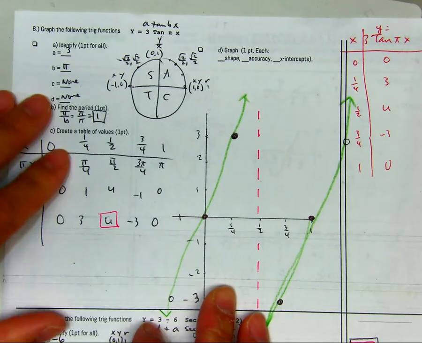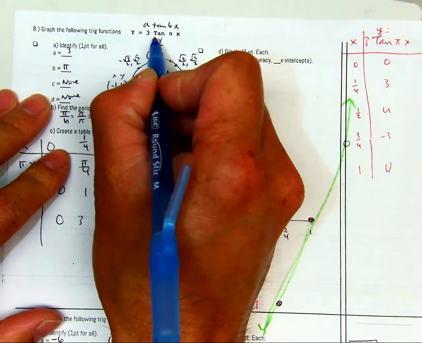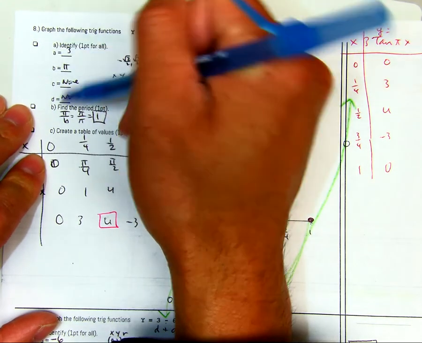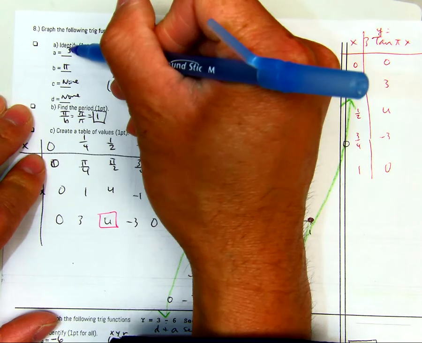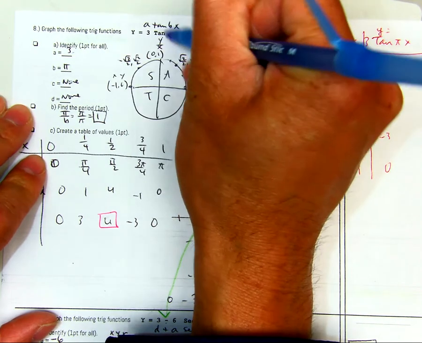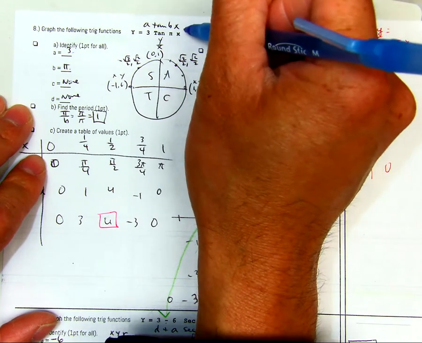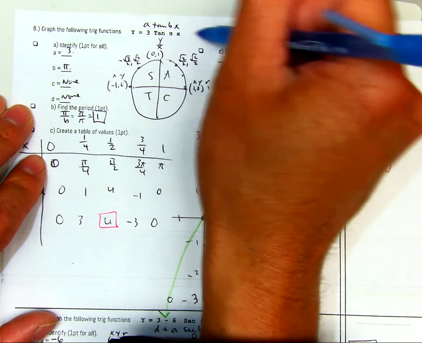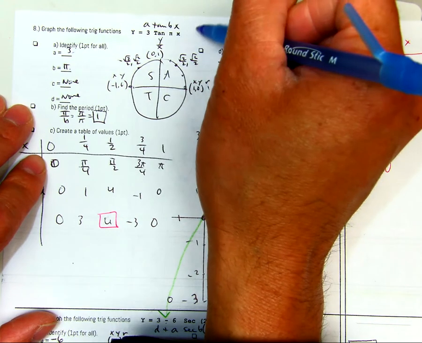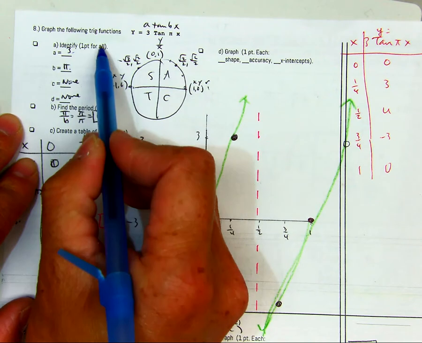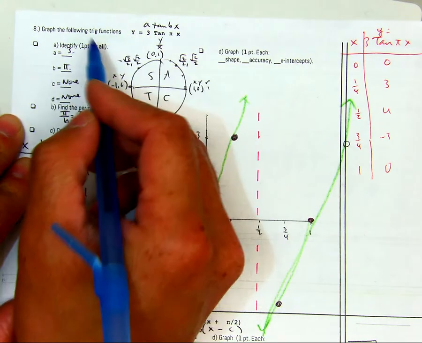Okay, you were asked to graph y equals 3 tangent pi x, and you were just asked to identify the variables. So a is 3, b is pi, and then there is no c value because there is no parentheses, there is no x plus the parentheses inside, and then there is no d value because there is no constant. If you got all those correct, then you got a check above it. That means you got the 1 point for this area.